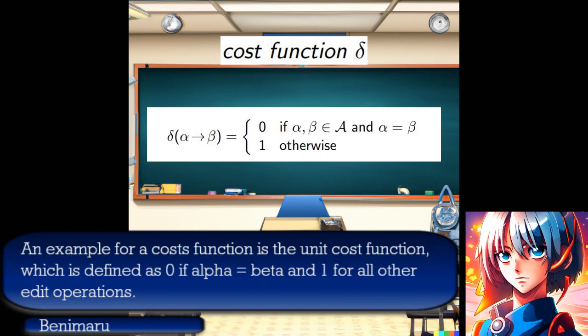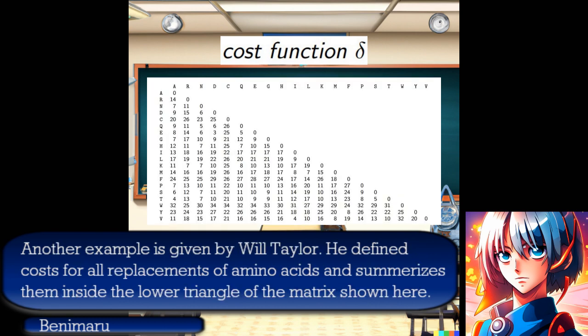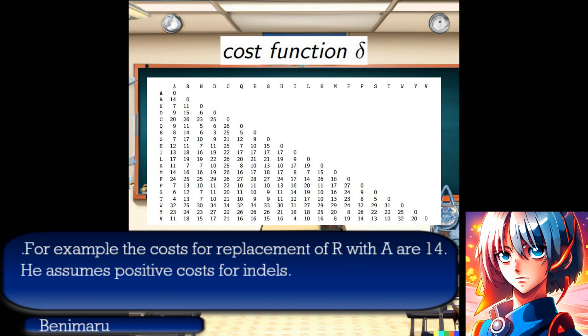An example for a cost function is the unit cost function, which is defined as 0 if alpha equals beta and 1 for all other edit operations. Another example is given by Taylor. He defined costs for all replacements of amino acids and summarizes them inside the lower triangle of the matrix shown here. For example, the costs for replacement of R with A are 14. He assumes positive costs for indels.